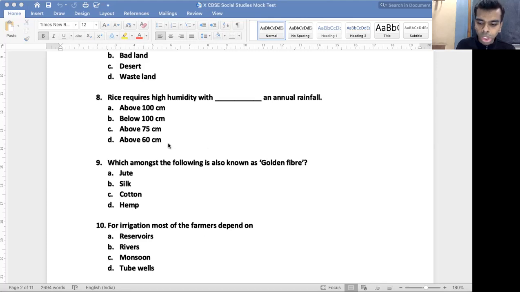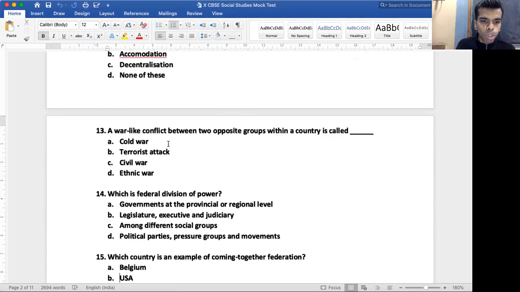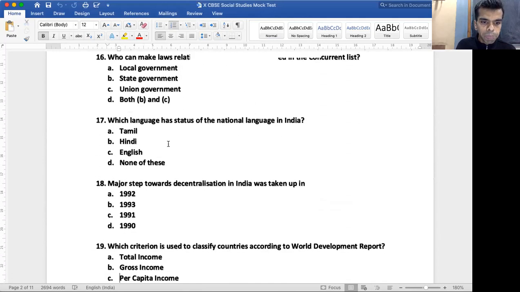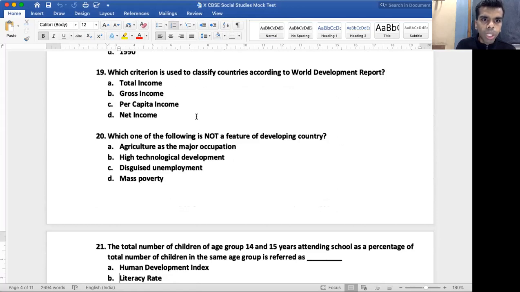Going on towards the next question, that is the economic section of the paper, and the economic section of the paper was question number 19 onwards. So question number 19 over here is: which criterion is used to measure the countries for development according to World Development Report? And the answer is option C, per capita income.